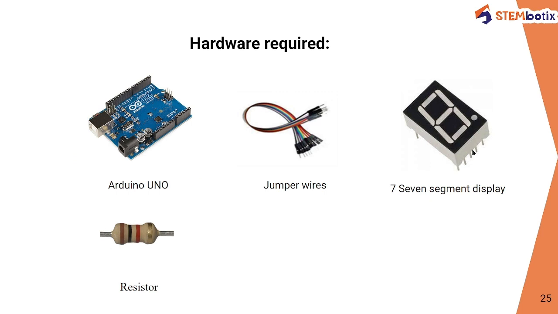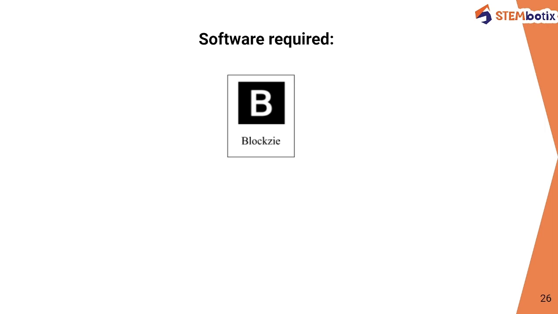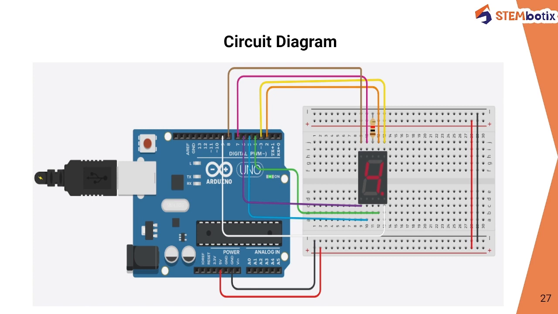In order to perform this activity, we require a few components. The hardware required is an Arduino Uno board, a few jumper wires, one 7 segment display module, and a resistor. The software required for this activity is Blockzie. This is the circuit diagram of the connection of Arduino Uno with the 7 segment display.